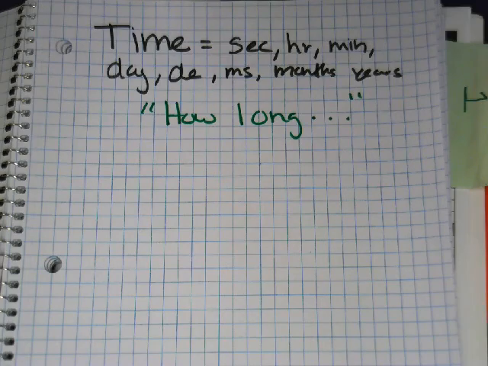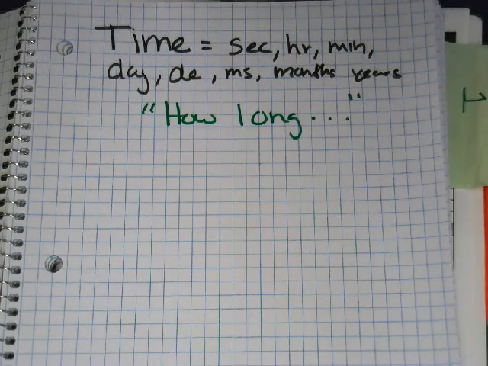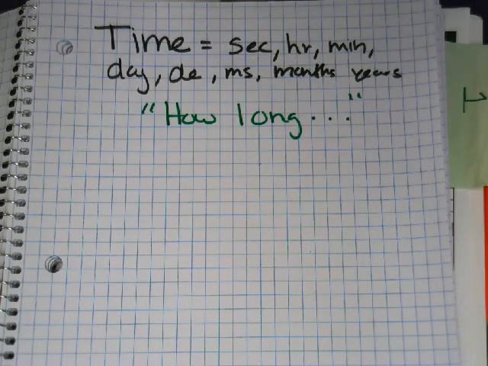When you read in a word problem how long, it is a time. It is not a distance. That's the number one confusion kids have with these problems. They'll read how long and they think, oh, how long is the table? No. How long did it take you to walk to second period? How long did it take you to take a shower? How long did it take you to brush your hair?